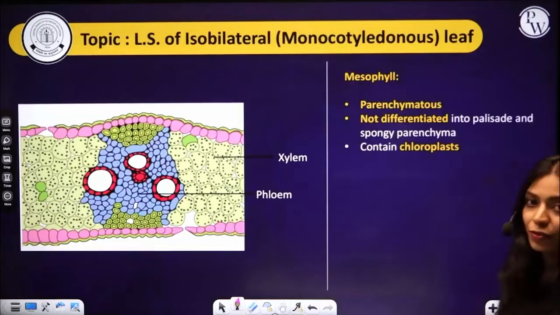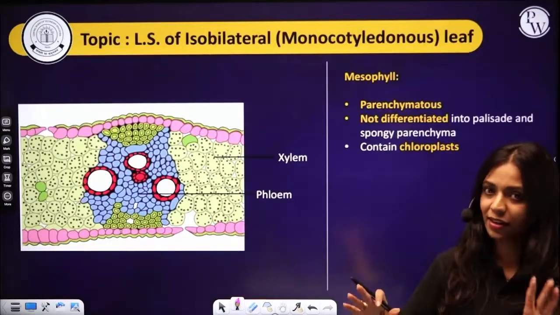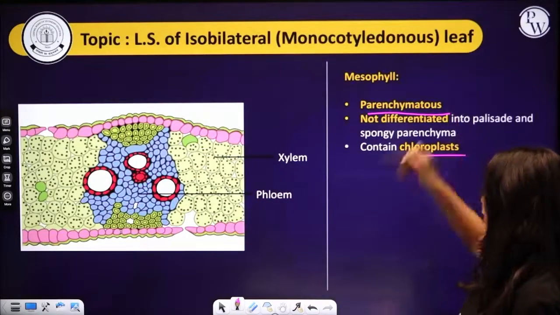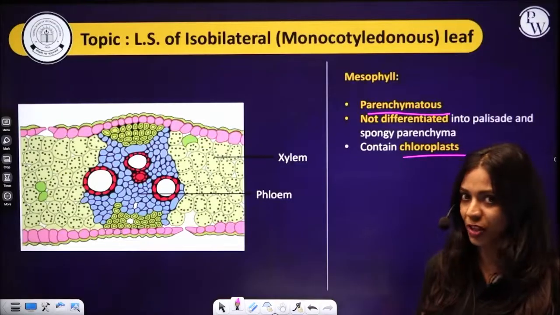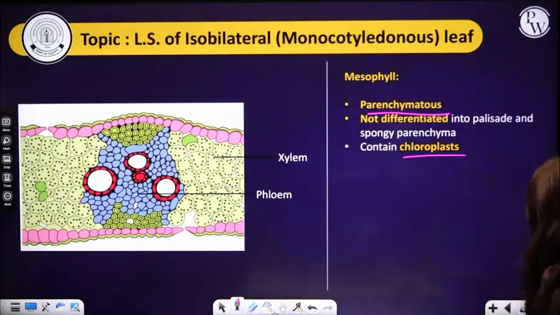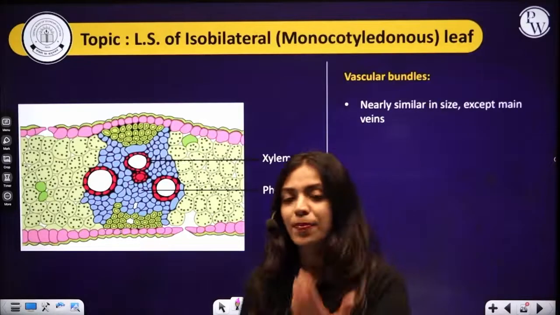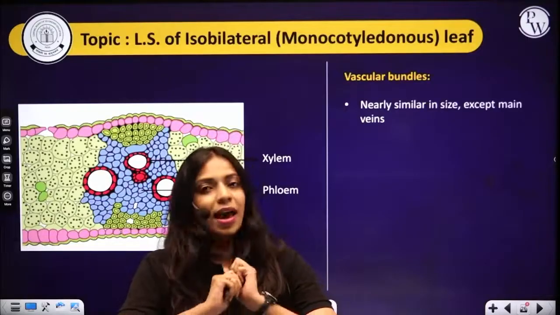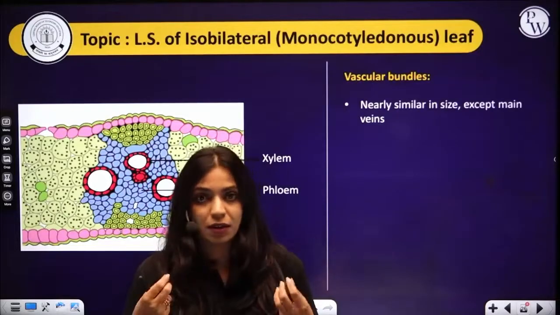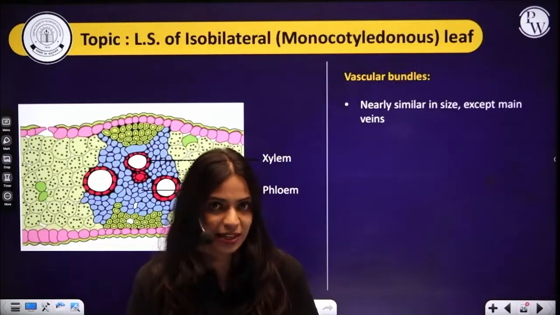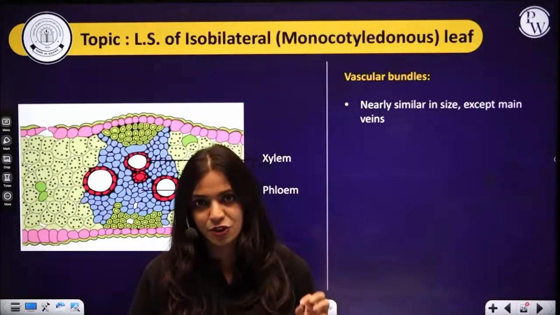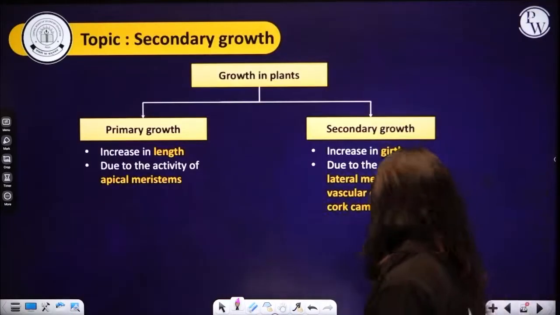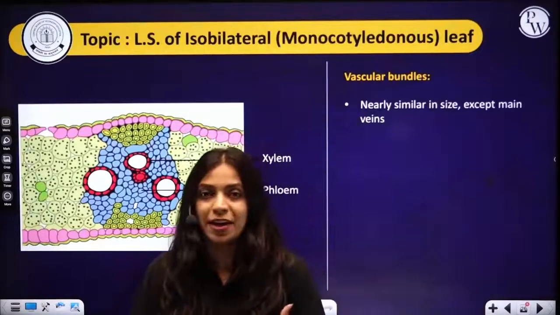Now let's talk about mesophyll. Here you do not see any differentiation into palisade and spongy. All of them appear the same kind. They have a lot of chloroplasts. They are parenchymatous in nature, and it's not differentiated into spongy and palisade parenchyma. Talking about vascular bundles, since it is parallel venation that you see in monocots, except for the main midvein, every other vein will be nearly similar in size. So the size of the vascular bundles in the section is also pretty much the same. So that's about the section of isobilateral leaf.